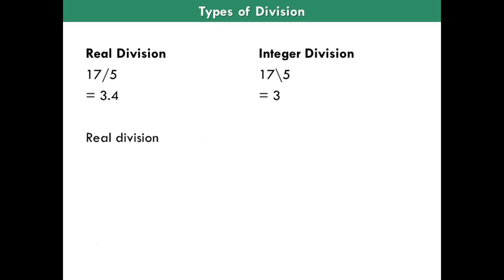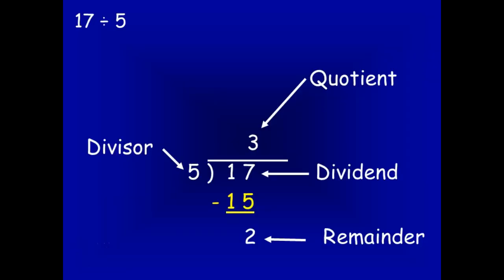It's still approximately the same. The previous answer was 3.4. This answer is 3. And if you remember from grade 6, your long division steps, integer division gives you the quotient. What does it mean when it says it returns the quotient? You'll notice on this slide, this is an example of long division. The quotient is that number above the bar.